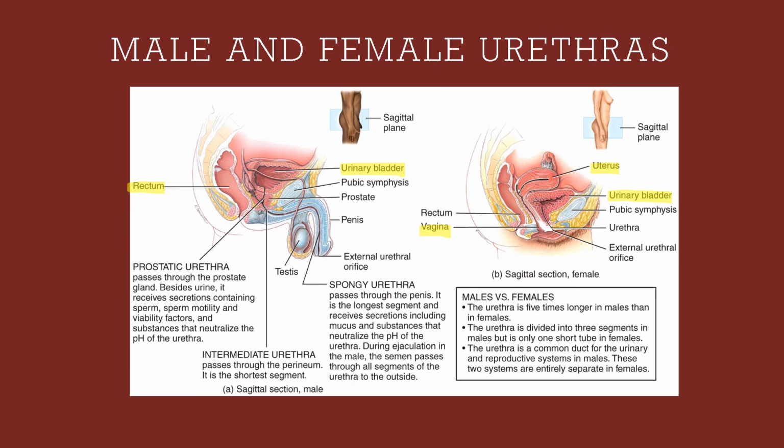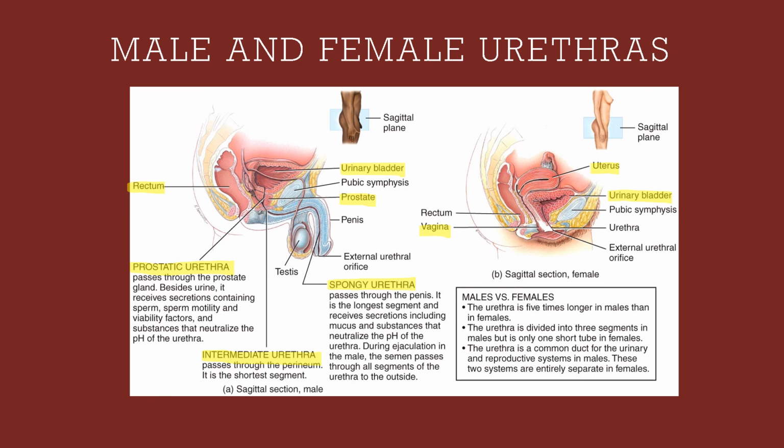The male urethra, which also consists of a deep mucosa and superficial muscularis, is divided into three anatomical regions. The prostatic urethra, which passes through the prostate. The intermediate or membranous urethra is the shortest portion. It passes through the deep muscles of the perineum. And the spongy urethra, which is the longest portion, passes through the penis.